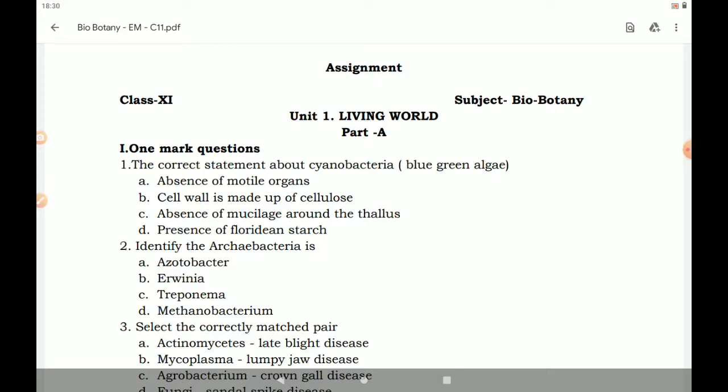This 1 mark section contains 4 options. You should write the correct option for the questions. First of all, 1 mark. The correct statement about cyanobacteria. Cyanobacteria means blue-green alga. Which is the correct statement? Here 4 options are given. You should choose the correct option.